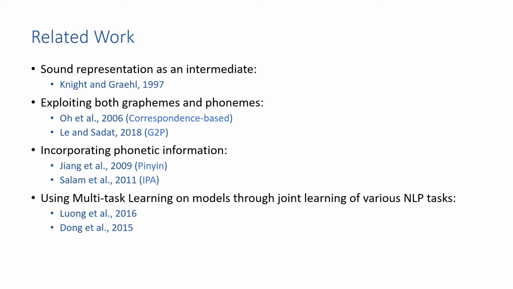Before delving into the details of our model, we shall introduce certain related work in this slide. Early in 1997, researchers started to use sound representation as an intermediate before transliterating from source name to target name. Later on, there are instances of using both the graphemes and phonemes in the design of transliteration model. Also, incorporating phonetic features has been proven beneficial by certain research work such as the ones shown here. Finally, we are also motivated by the previous success of multitask learning application on NLP tasks.